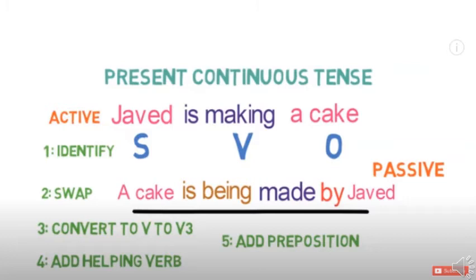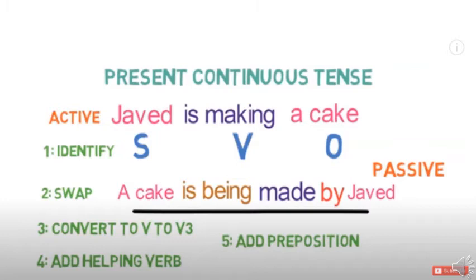Now going to step 4, we need to add a helping verb of the to be form. We are aware the to be forms are is, am, are, was, were, has, have, had. So here in step 4, we need to add a helping verb of the to be form in present continuous tense. We add is being. Lastly, to make the sentence complete, we attach by before the subject. Final passive voice sentence is a cake is being made by Javed.